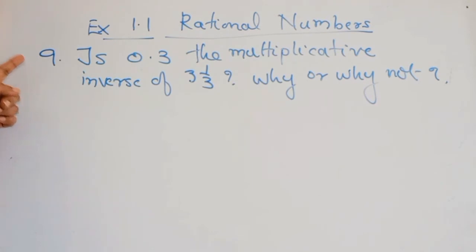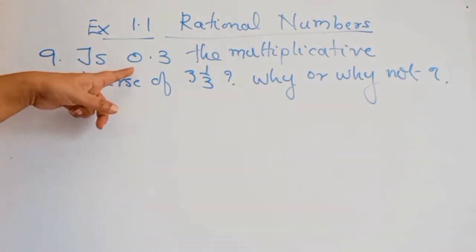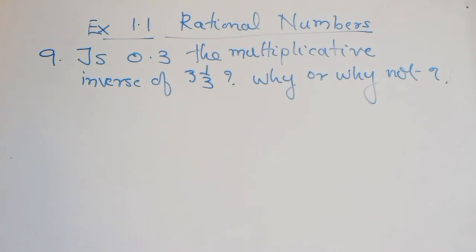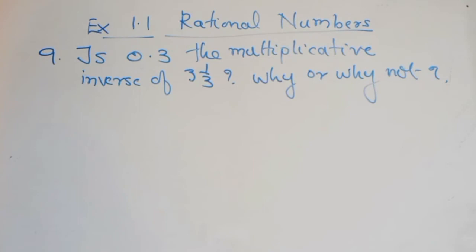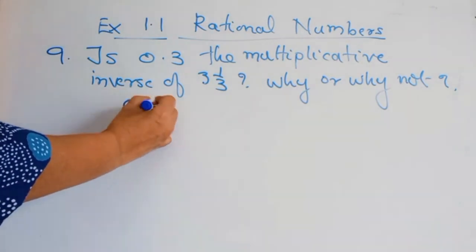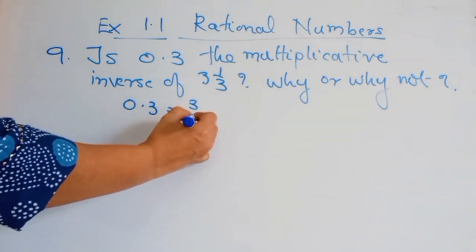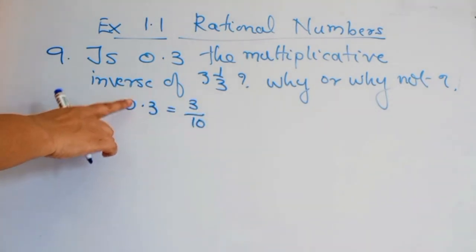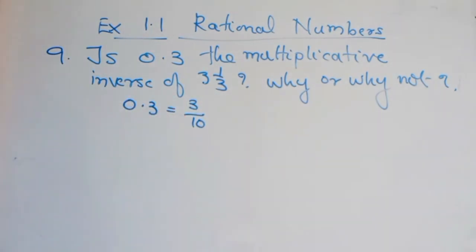Now question number 9. Is 0.3 the multiplicative inverse of 3 1 by 3? Why or why not? We know the concept of multiplicative inverse. If two numbers are multiplicative inverses, their product will be 1. So we need to check whether their product is 1. 0.3, I'm going to rewrite it as 3 by 10. It's in decimal form, and we converted that into fractional form.